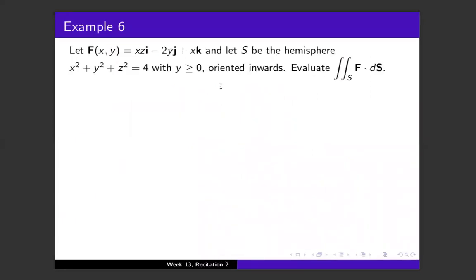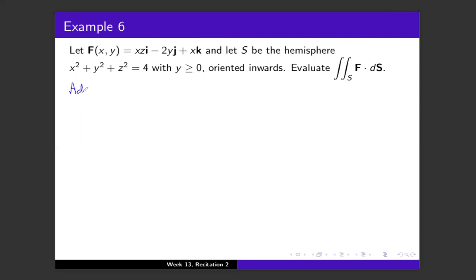Now, here's another problem. What if you have F(x,y) is, that should be F(x,y,z). It's a typo. And S is this hemisphere. And we want to evaluate the surface vector field integral. Again, there are always 3 different approaches. We can try adding an integral, removing an integral, or doing it directly.